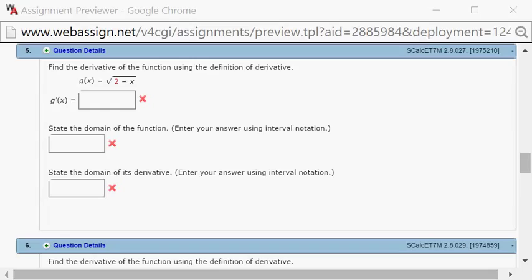Alright, let's look at homework 2.8, problem number 5. Right, so we want to find the derivative of this function here. So let's do that.